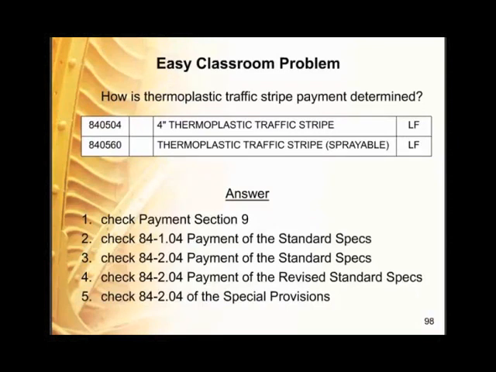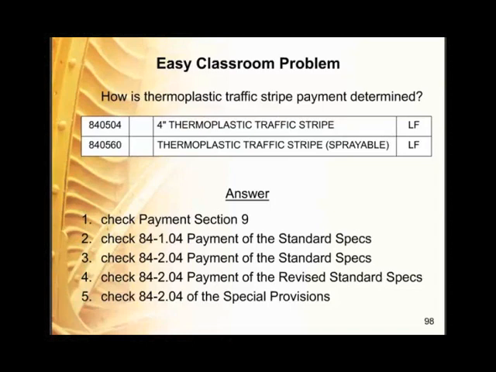Now that we've completed it and you are experts at counting paragraphs in the RAD method, we're going to move on to an example here. This is going to be an open book test. The question is, how is thermoplastic traffic stripe payment determined? To answer this question, you must review the three documents: the special provisions, the standard specifications, and the revised standard specifications.